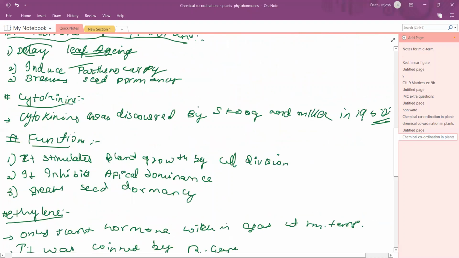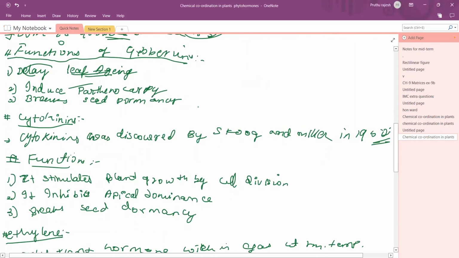Now let's move on to cytokinins. Cytokinins were first discovered by Skoog and Miller in 1950. So let's learn about some functions of cytokinins. It stimulates plant growth by cell division. It inhibits apical dominance. Auxin induces apical dominance, while cytokinins inhibit apical dominance. Just like gibberellins, cytokinins also break seed dormancy.